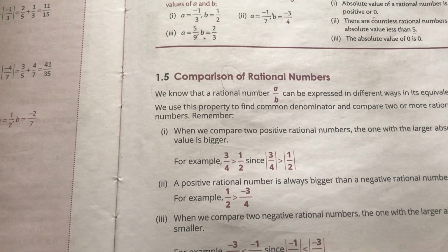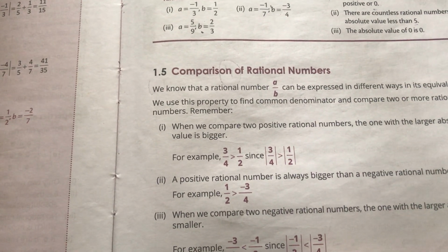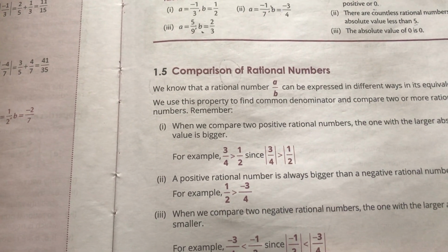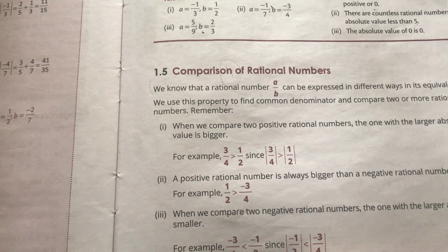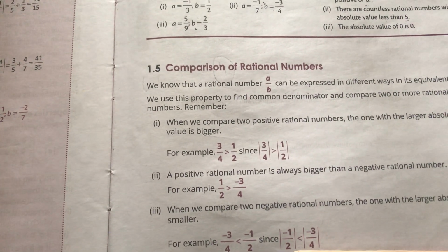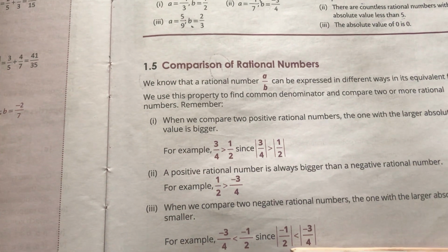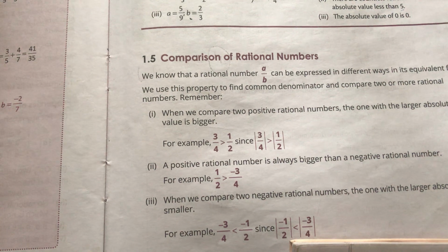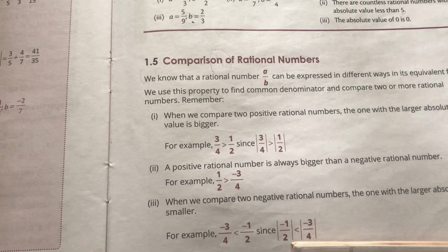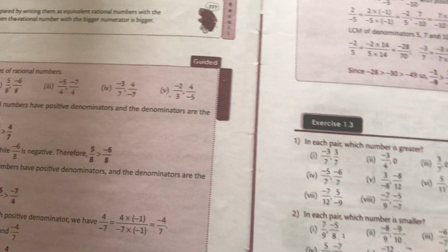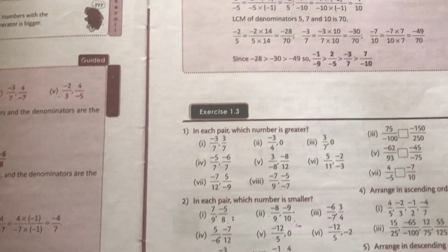Today students we will start a new topic, comparison of rational numbers. Comparison means we will compare two or more rational numbers and tell which number is greater and which one is smaller. Also we will arrange them in ascending or descending order. I think this concept is clear to you. Now come to the exercise.